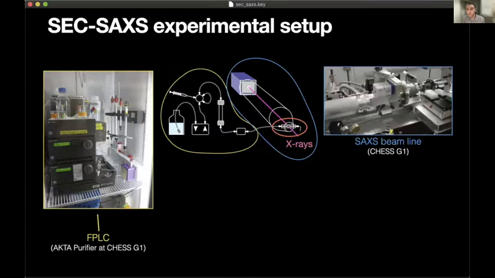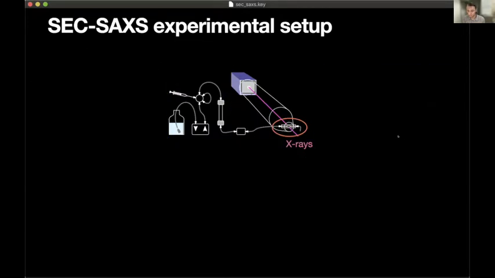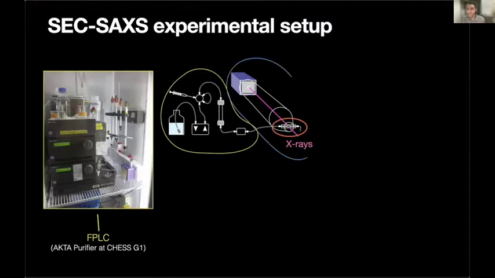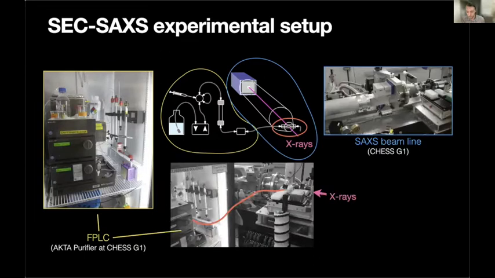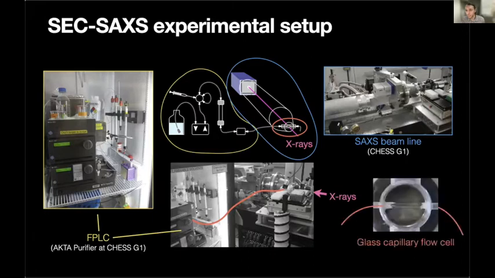And then you have the SAXS beamline. Here's what it looks like. Whoops, don't know why that happened. We'll try it again. Here is the SAXS beamline, and then all you do is connect these two together with a piece of tube. So that's literally what you do. Just flow right from the column into the X-ray beam. And usually there will be some kind of in-vacuum capillary flow cell that's used. This is a picture of one we've used at CHESS in the past.